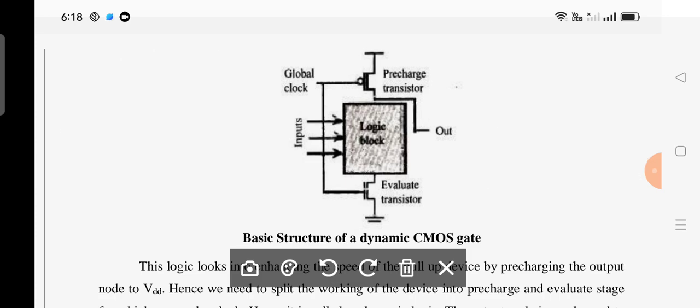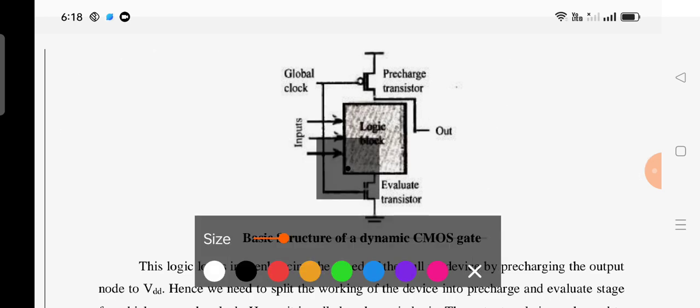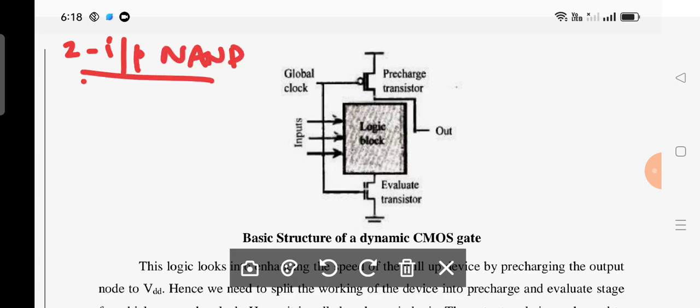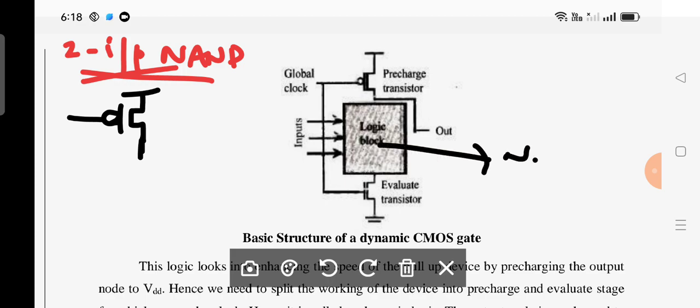Now you can observe that, let us consider one important thing here. I would like to design a 2 input NAND gate using dynamic CMOS. Is it okay? Now you can observe very clearly how it looks. Absolutely, you must have a pre-charge transistor. It is a bubble, you have to understand it is a bubble. You have a pre-charge transistor, and here you have to draw a network. What is that network? I already said that it is an NMOS network.